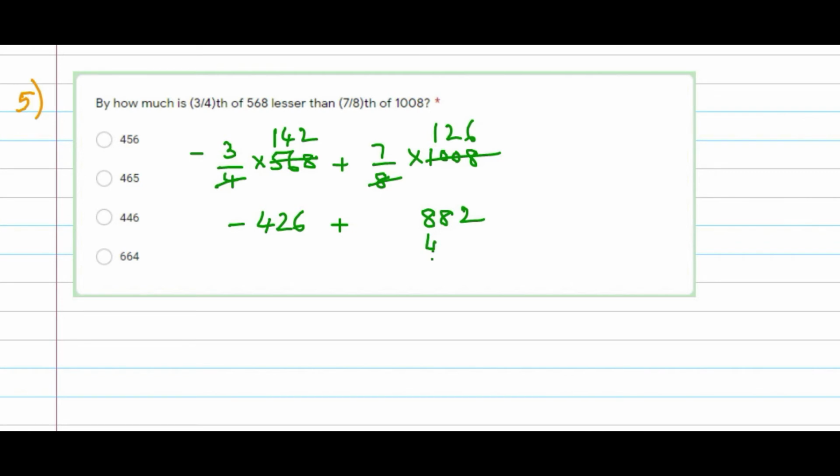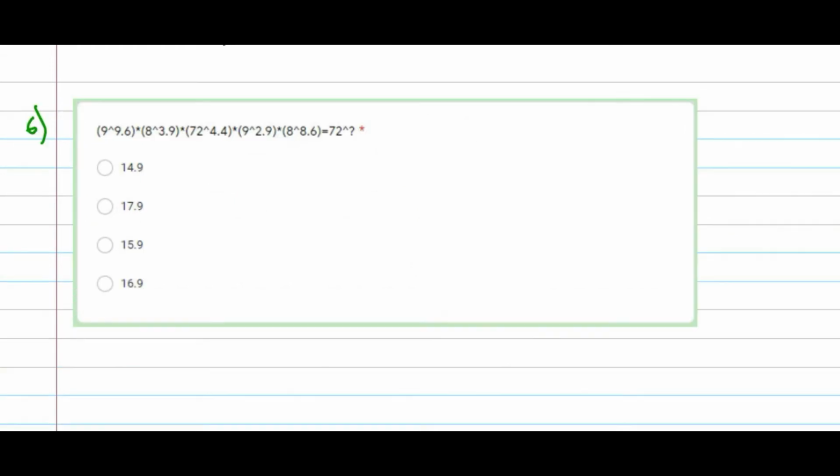So that much equals 426, 10, 4 and 2 is 6, 7 minus 5, 2 is 5 and 8 minus 4 is 4. So it is 456. This will be the answer. Very simple question. Let's move on to the next question.